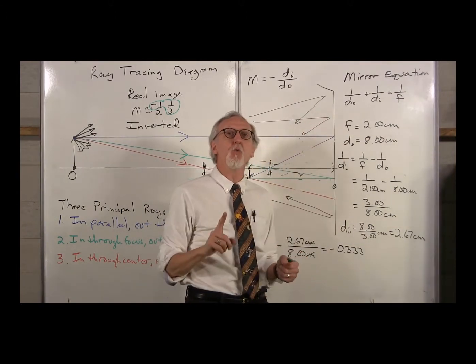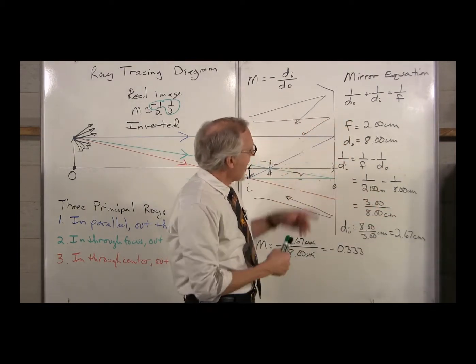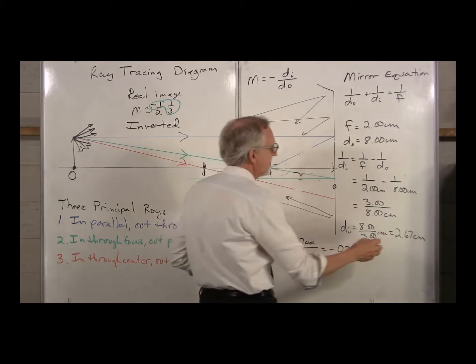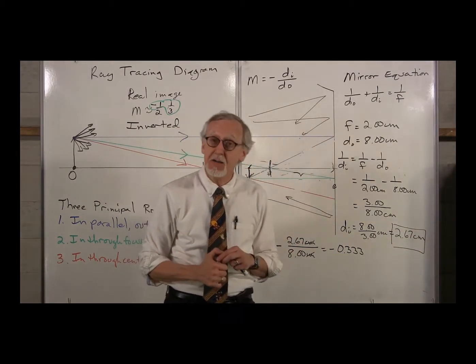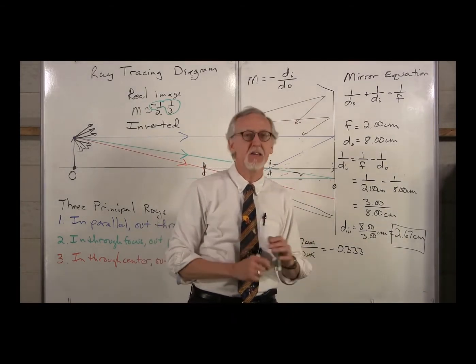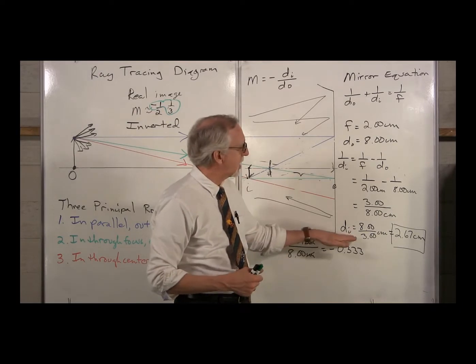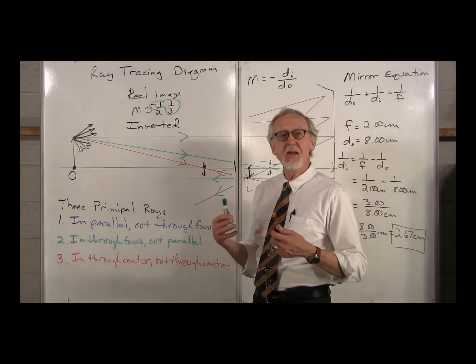Now, how do we know whether the image is real or virtual? If we look at the image distance, a real image will have a positive image distance. A virtual image will have a negative image distance. And in our case, we found that di was positive. That tells us we have a real image.